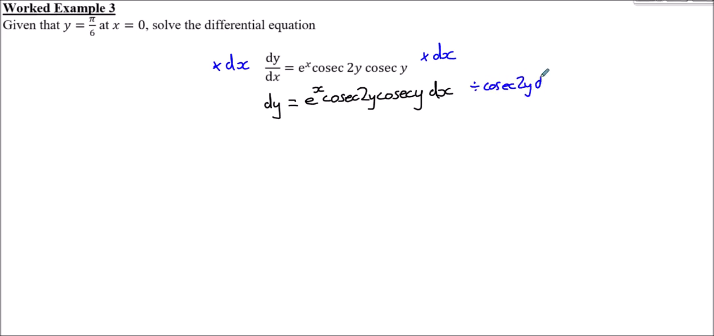So I'm just explaining what I'm doing. What on earth am I writing here? Cosec y, I mean to say. And on the other, again, same thing. Divide by cosec 2y cosec y.